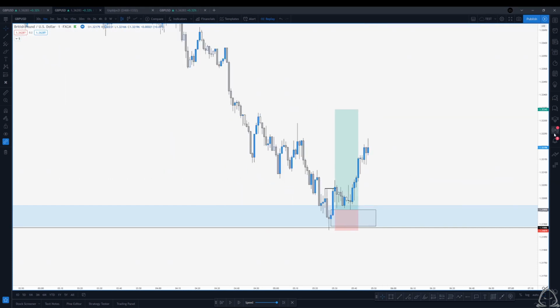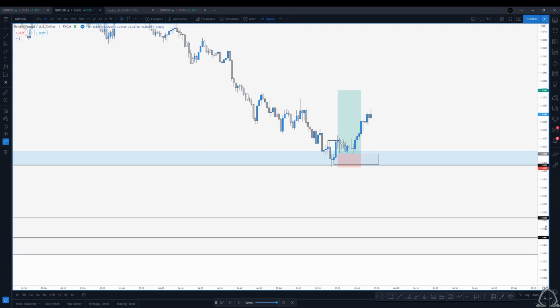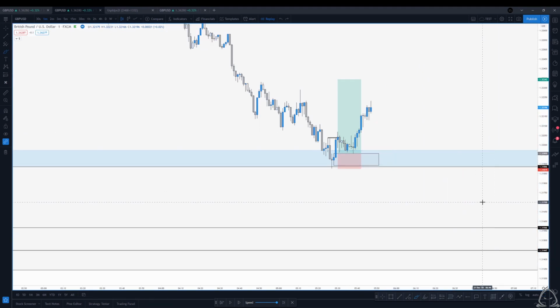Because one other thing that we can also take note of, although we've broken structure and we're starting to move to the upside, it is possible that price could still continue to the downside and react off of these points and give us entries as well. So that's something to keep in mind.